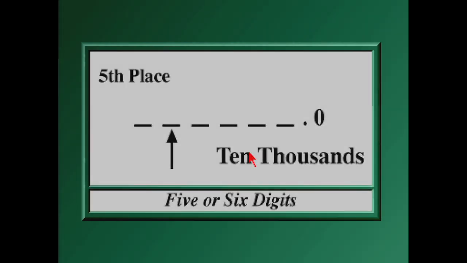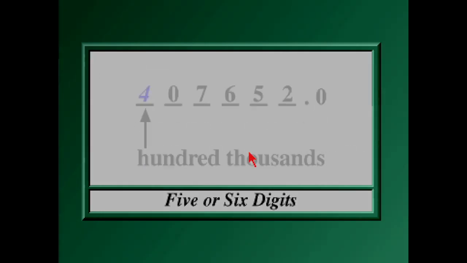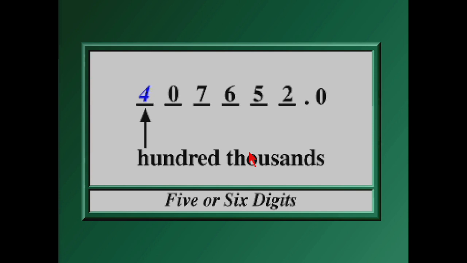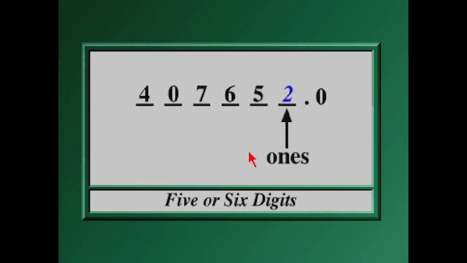The fifth place to the left of the decimal point is called the 10,000ths place. And the sixth place to the left of the decimal point is called the 100,000ths place. Thus, the number 407,652 is represented by the symbol for 4 in the 100,000ths place. There is no value in the 10,000ths place, so the symbol for 0, the placeholder, is used, the symbol for 7 in the thousands place, the symbol for 6 in the hundreds place, the symbol for 5 in the tens place, and the symbol for 2 in the ones place.